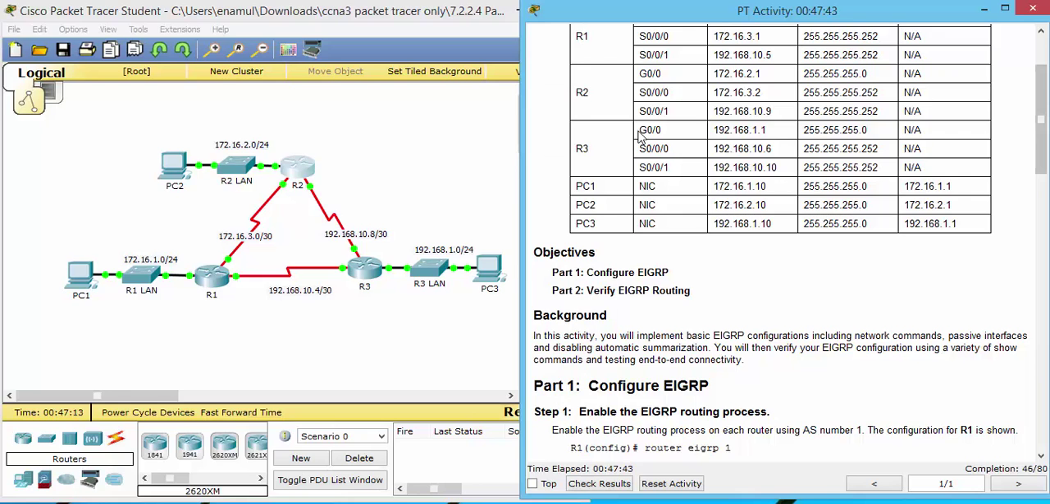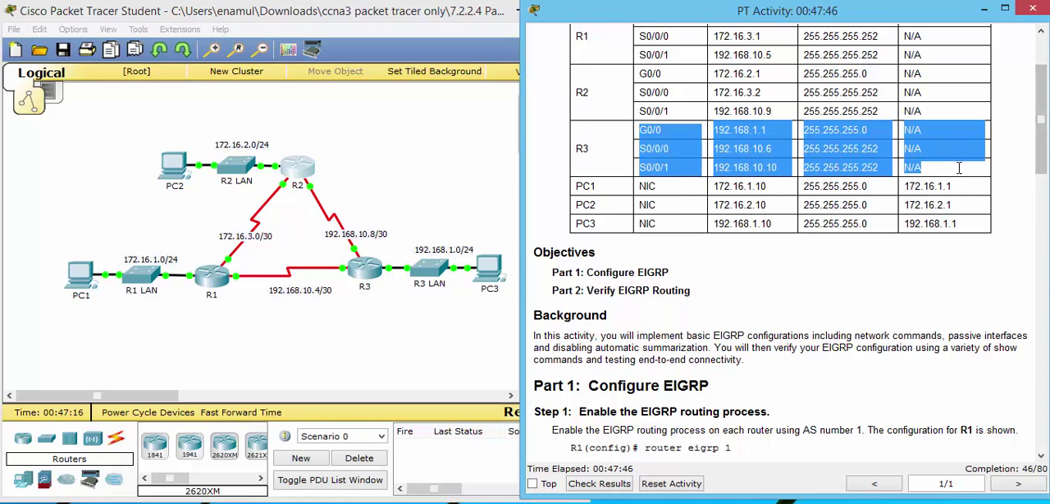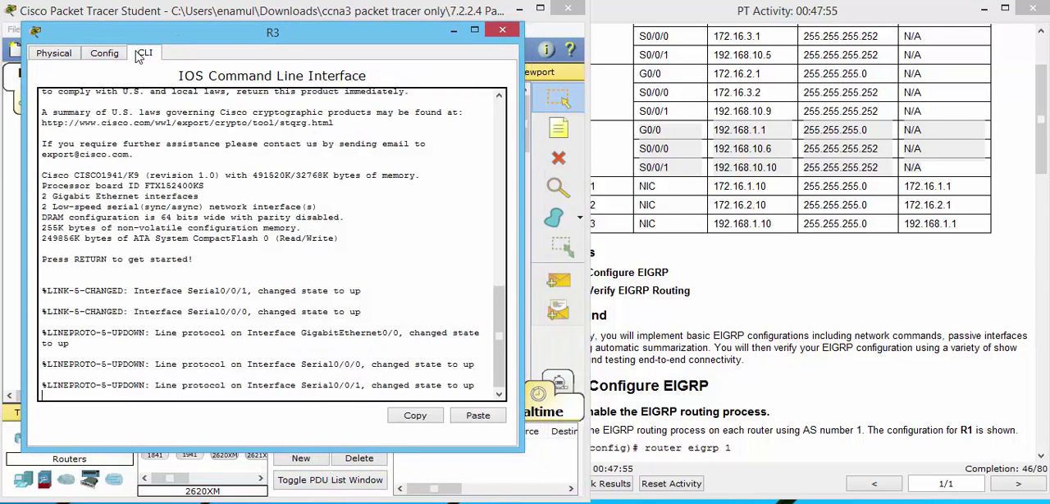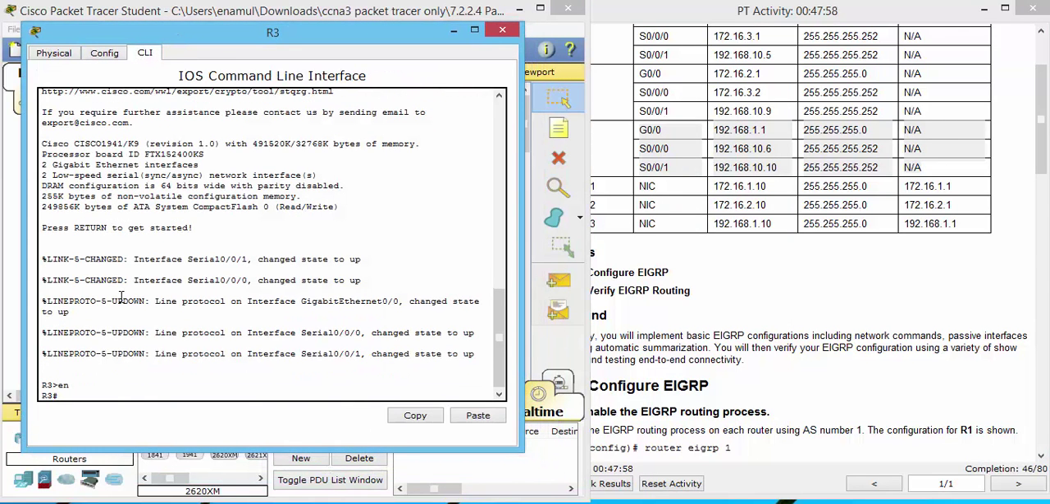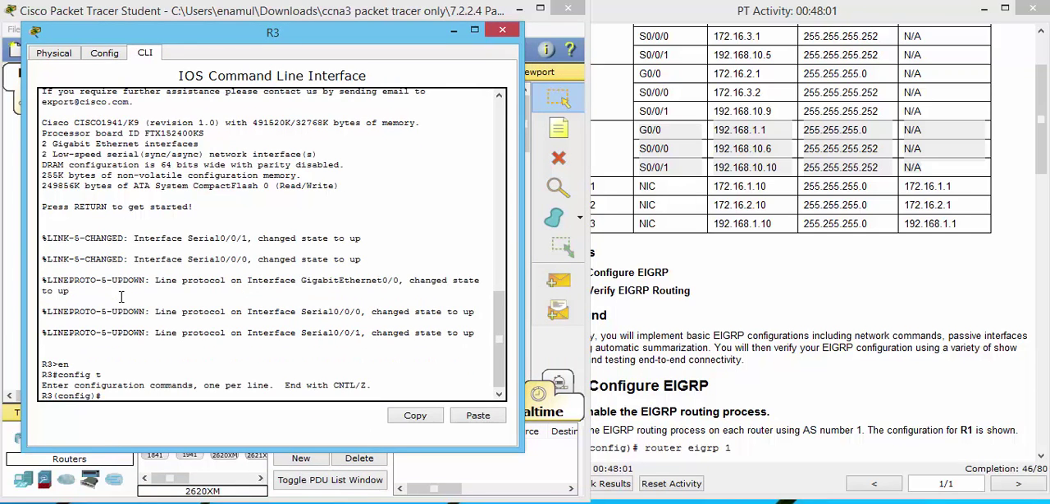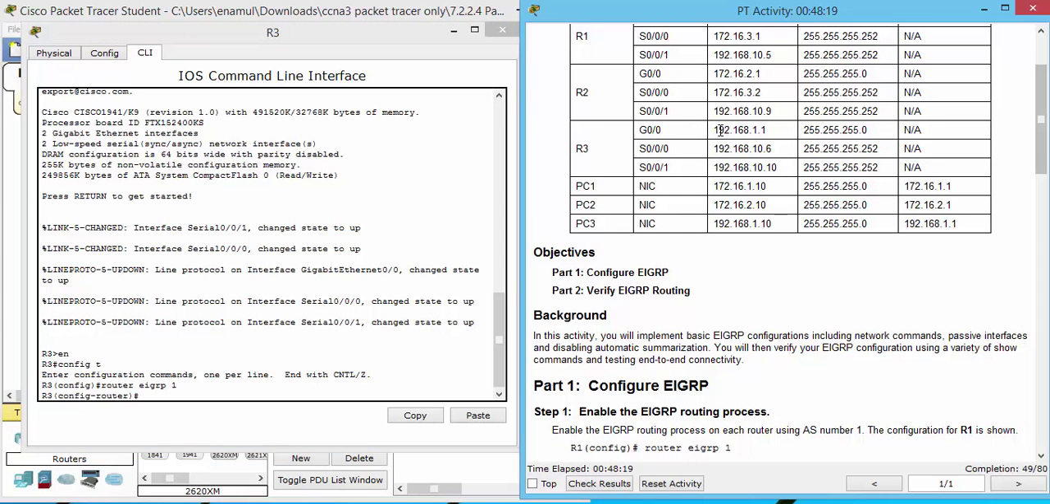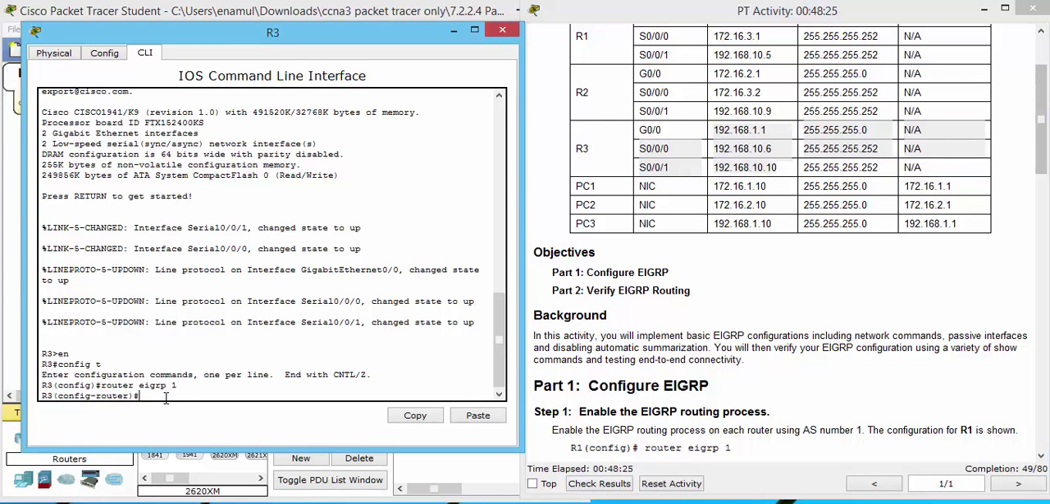Now we do that in R3. We go to the R3. Enable, config t, router EIGRP 1, which is the same process number, or autonomous system number. Now we're in router configuration mode. These are the interfaces that we need to configure. We type network.